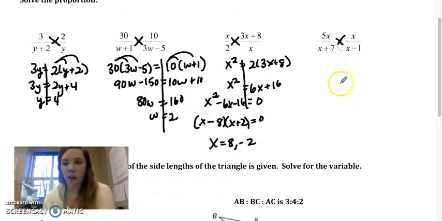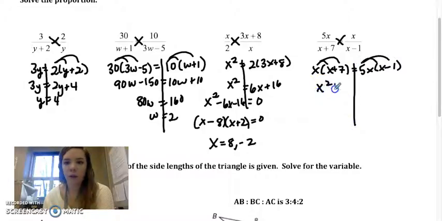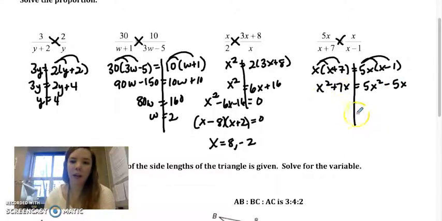Okay. Again, I would highly suggest using your parentheses so you don't forget to distribute. So then you have x squared plus 7x, 5x squared minus 5x. Okay, I'm going to get my x squareds on the same side, and my x's on the same side. So, or actually, I'm going to get everything on the same side.